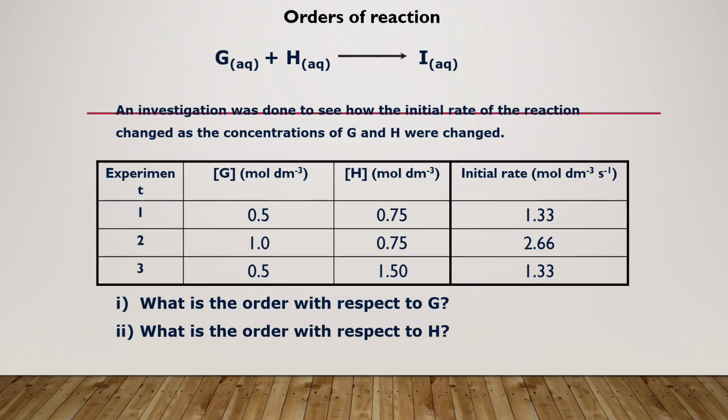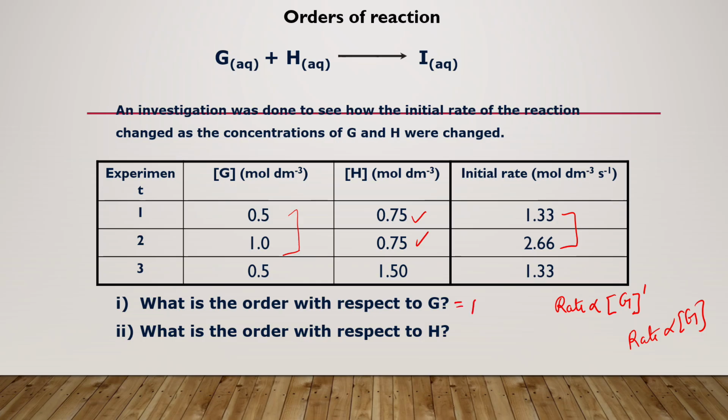Right. So we can see from experiments 1 and 2 that while the concentration of H remained the same, the concentration of G was doubled, and here we can see the rate is also doubled. So basically, rate here is directly proportional to the molar concentration of G raised to the power 1. We can also write it as rate is proportional to the molar concentration of G, because we know that if nothing is written, it's basically to the power 1. So here the order of the reaction with respect to G is 1.